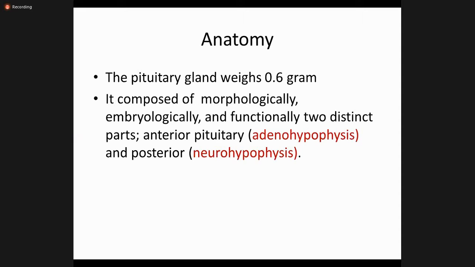As far as the pituitary gland is concerned, it is a master gland, and the weight is 0.6 gram. It has morphologically, embryologically, and functionally two distinct parts: the anterior pituitary, which is called adenohypophysis, and the posterior pituitary, which is called neurohypophysis. So these are the two parts of the pituitary gland.